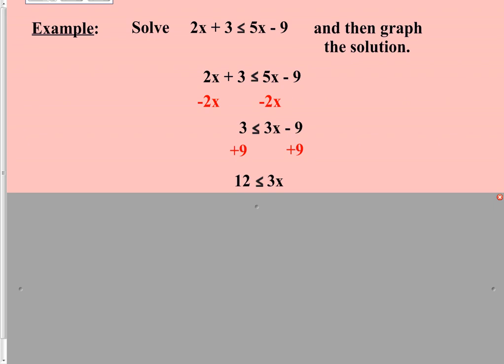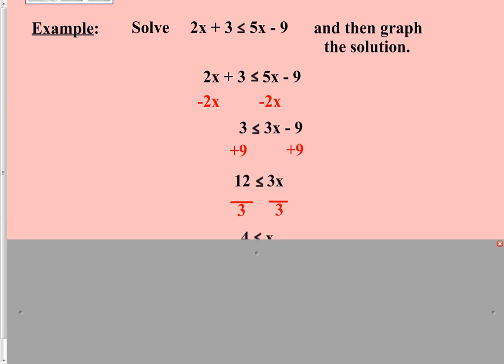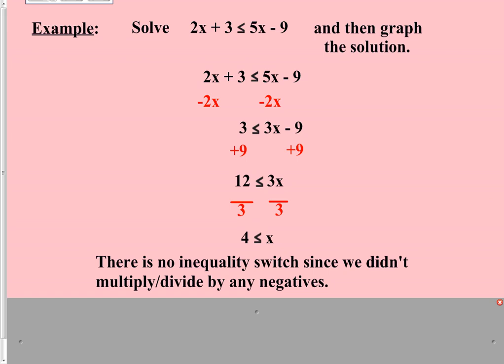Okay. And the next thing would be that we have 3 x's, but we don't want 3, we just want 1. So we would be dividing both sides by 3. That's going to give us 4 as a value on the left side of the equation. Does that change the direction of the inequality? No, it does not. Yes, we did divide, but we did not divide by a negative value, so the inequality is going to stay exactly where it is. Okay, so we end up with an answer that says 4 is less than or equal to x, and there's the notation there. There is no inequality switch because we never did multiply or divide by any negative values. So the inequality is going to point exactly the same direction that it did in the beginning.